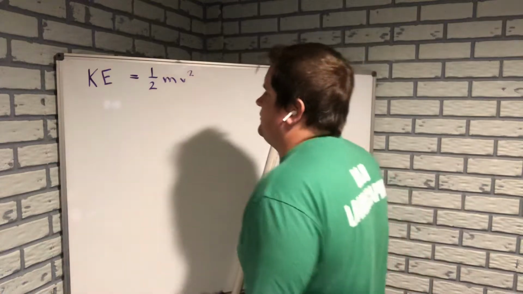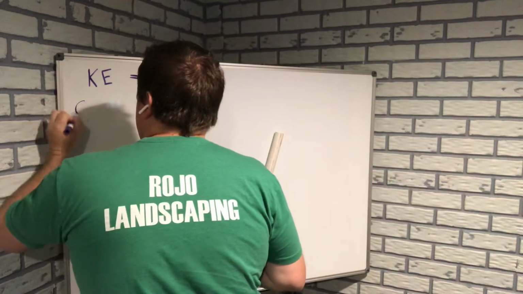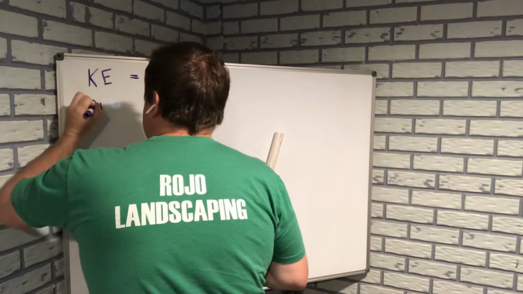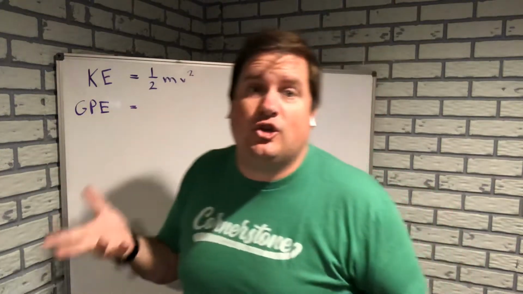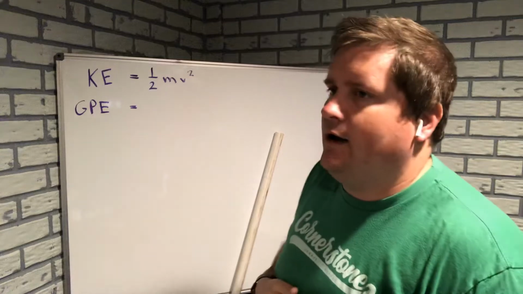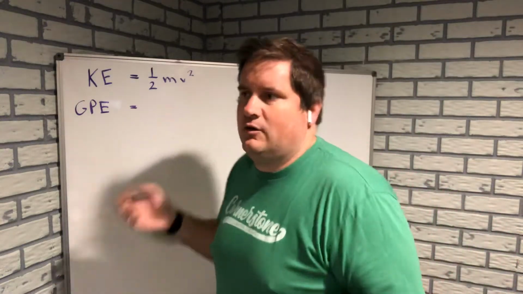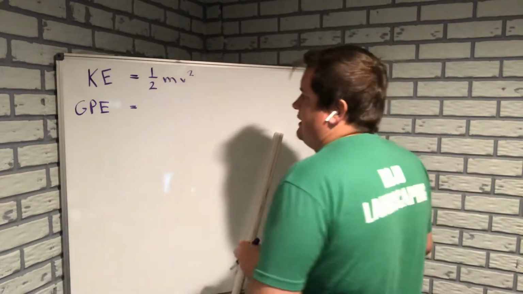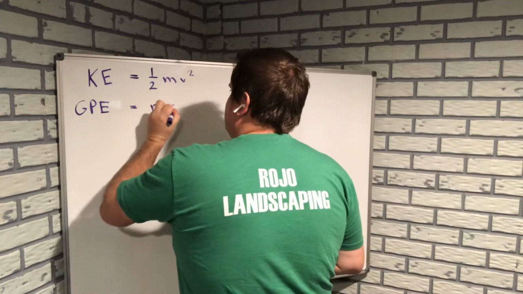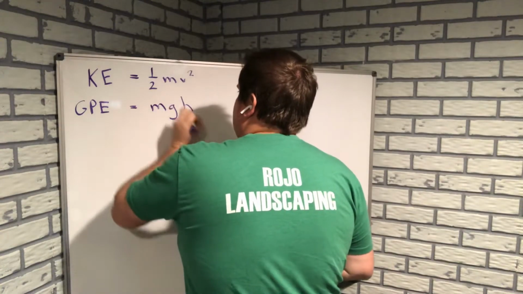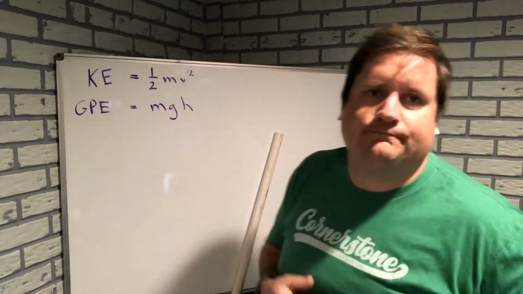Now, gravitational potential energy, I'll write that as GPE. In some textbooks, you'll see U sub G, U being potential, G being due to gravity. Gravitational potential energy is equal to the mass times the acceleration due to gravity times the height, okay?